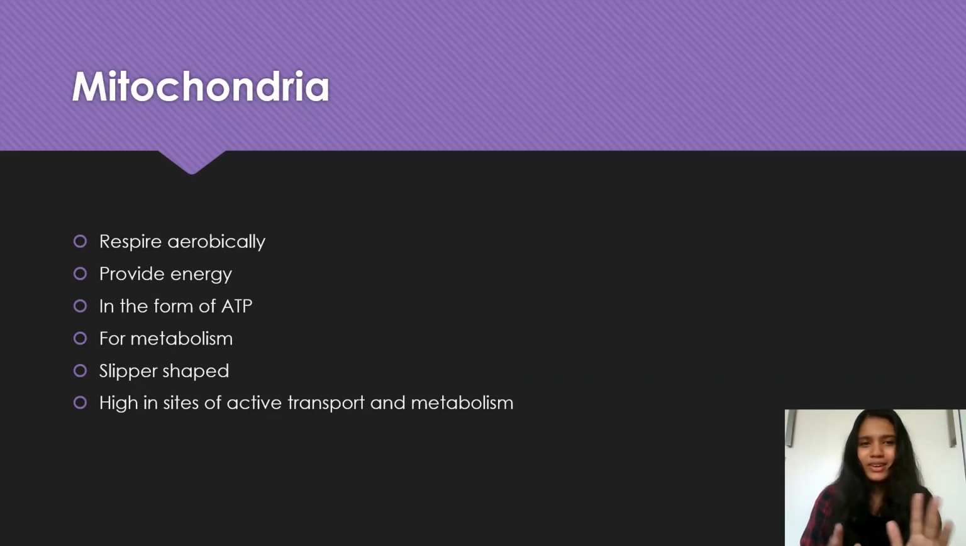If you mention these, you get like 4 marks straight or like 3 marks, because energy in the form of ATP very often is given 1 mark. But still, just remember these points because the more you write down, the more you show the examiner what you know. Because mitochondria respire aerobically to provide energy, they are found in high numbers in sites of active transport and metabolism. Again, active transport you will be doing in chapter 3. It's a very easy concept. And metabolism, you should already have an idea of what it is. But basically, mitochondria are present in areas that require high energy. That's what you need to know right now.